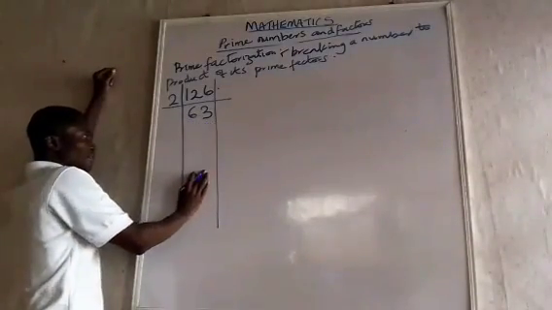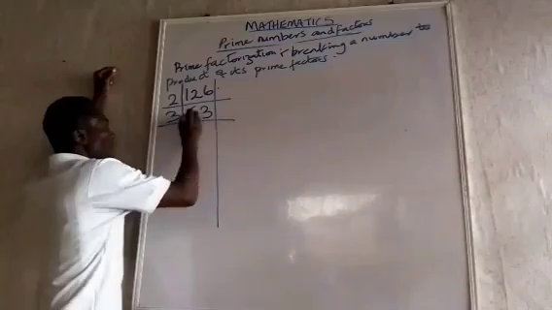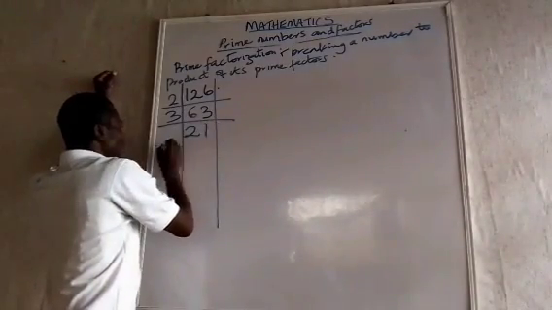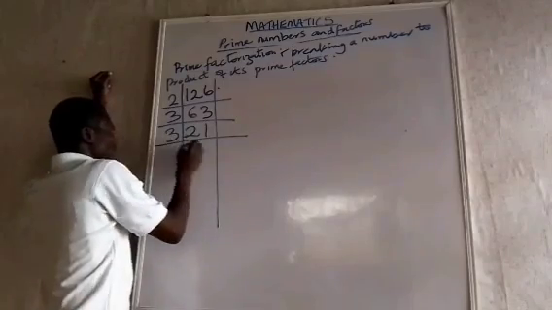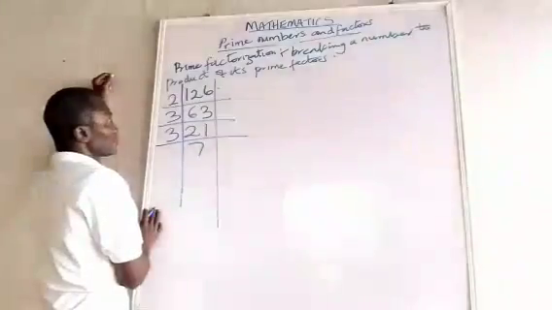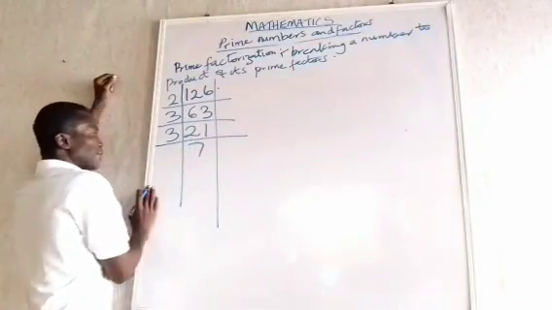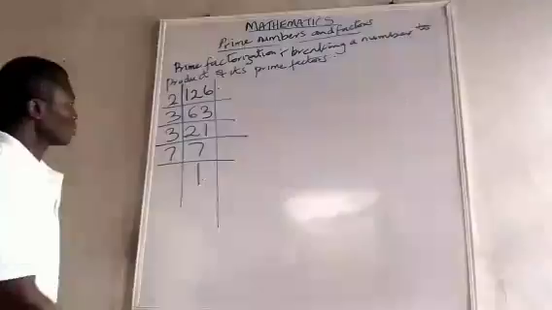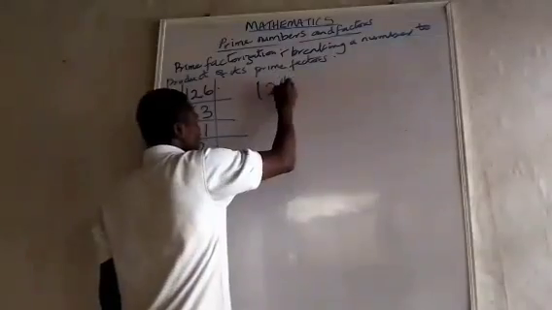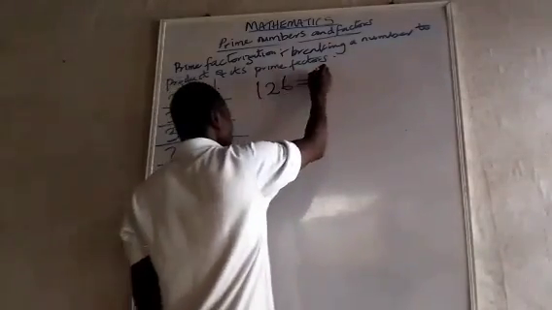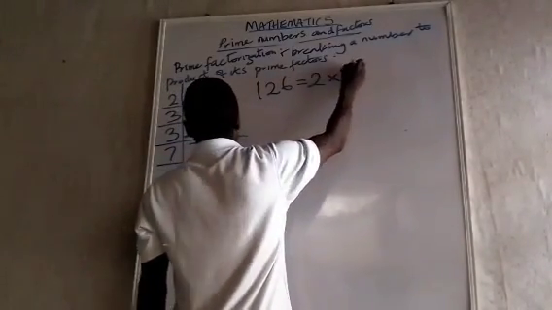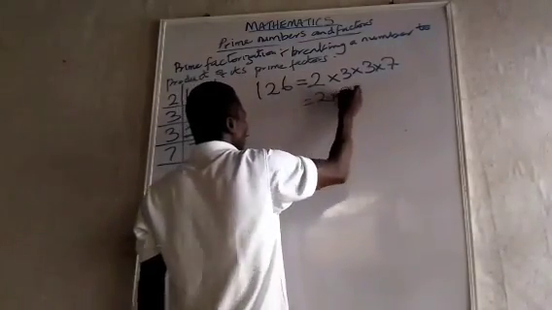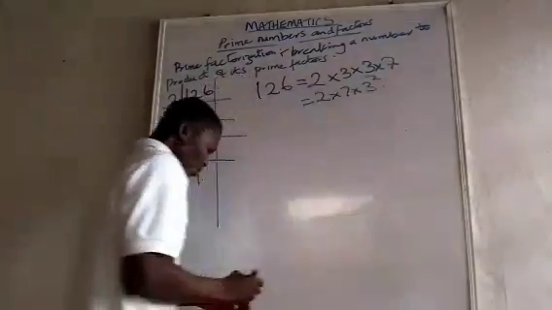Let's do another one. 2 cannot go without remainder. Let's try 3. 63 divided by 3 gives 21. No remainder again. So that is okay. 3 again. We have 7. What other factors do we have for 7? We don't have any. So 7, 1. So it means that 126 is equal to 2 times 3 times 3 times 7. You can also say 2 times 7 times 3 squared, depending on how you want to express it.